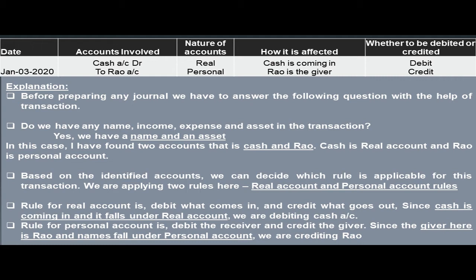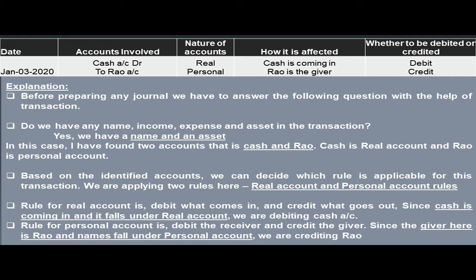Before preparing any journal, we have to answer a question with the help of the transaction. That is, do we have any name, income, expense or asset in the transaction? In this transaction, we have a name and an asset.